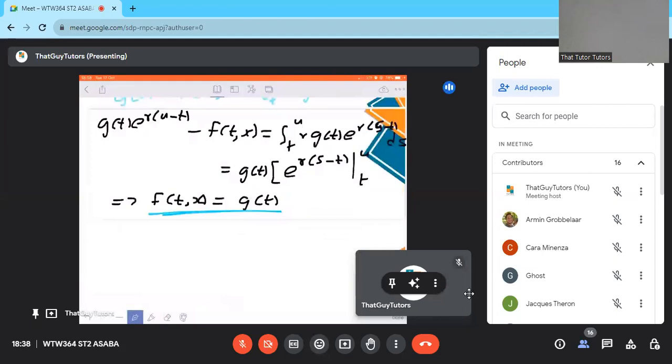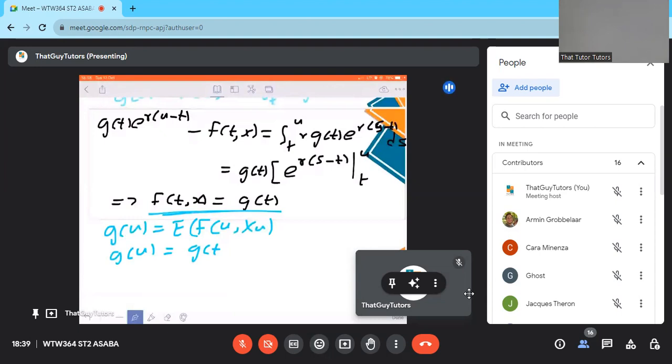So again, you have assumed that g of u is the expectation of f of u, x of u, right? And then you also know that g of u is going to be g of t e^{r(u−t)}, I think. So when you make g of t the subject of the formula, it is going to be equal to g of u e^{−r(u−t)}, right? So you are just going to substitute this back.